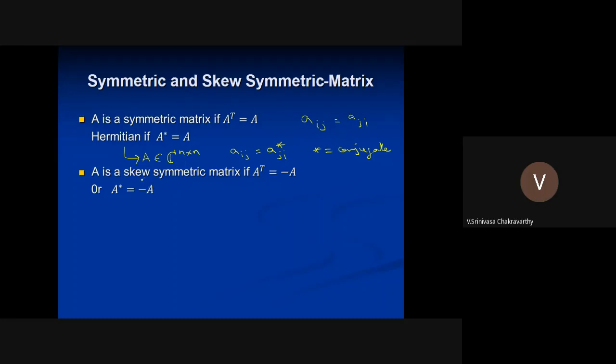Okay, so if it is real, you call it a skew symmetric matrix, and for the corresponding complex case, you call it skew Hermitian. Okay, so that is this.